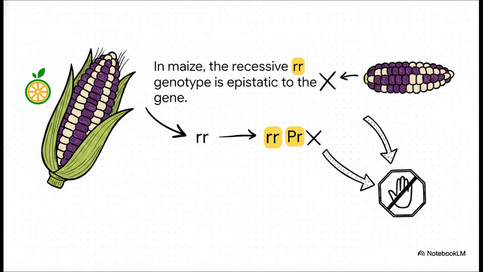5 seconds. So epistasis is when one gene basically has the power to shut down or change what another gene does, even if that other gene is somewhere else entirely. In maize, for instance, the RR genotype is like a kill switch. It doesn't matter if the gene for purple color is there. If RR is present, the grain is white. It completely silences the color gene. That's the key takeaway. One gene can tell another gene to be quiet.